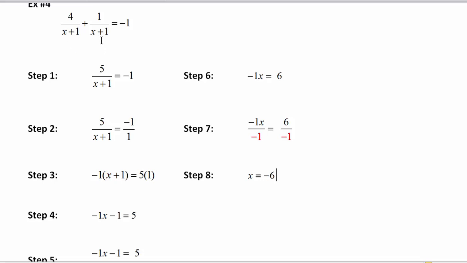So again, if I place a negative 6 in for x here, and I do the math, or the algebra, I should get negative 1 equals negative 1, right? This is the value of x that will make the left side of my equal sign equal to my right side.